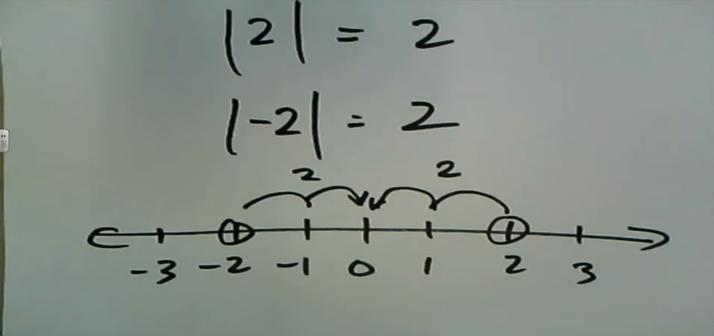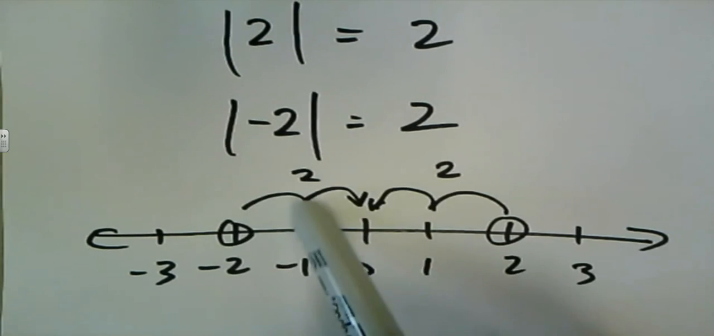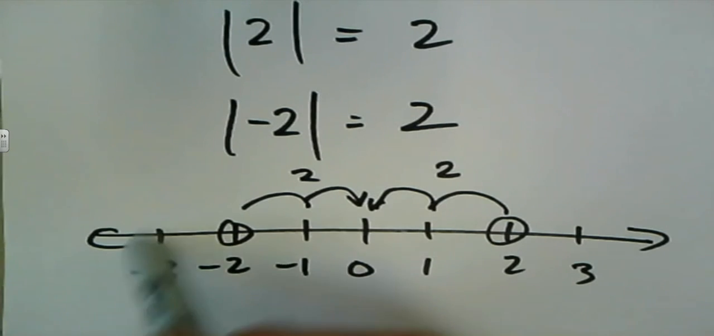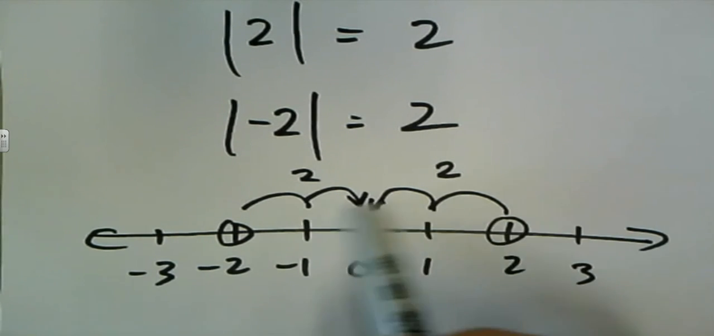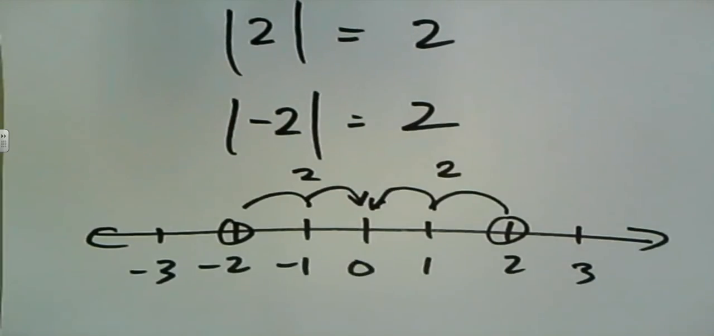It's not that you just knock the negative off. It's the distance from 0 which the number represents. 2, its exact distance is there. If we had negative 3, it would be 3 spaces to 0. 3 would be 3 spaces to 0. That's what absolute value is.